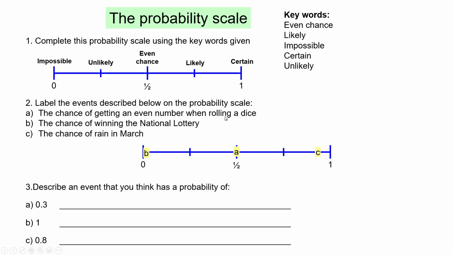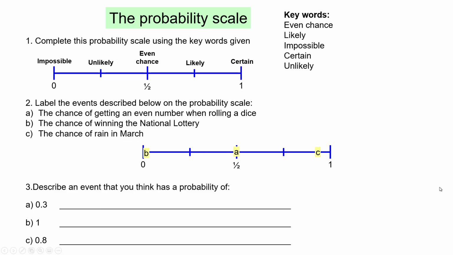Chance of getting an even number when rolling a dice. So there are 3 even numbers and 3 odd numbers, so that's going to be halfway. Chance of winning the national lottery, very slim, so highly unlikely. And the chance of rain in March, that's looking about 90%, so it's almost certainly going to rain in the month of March.